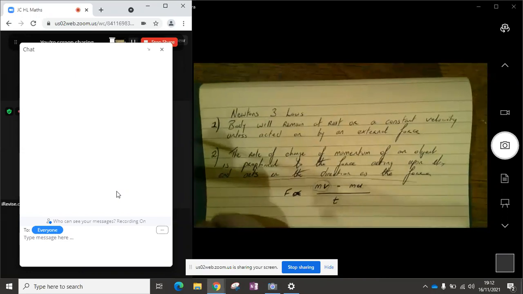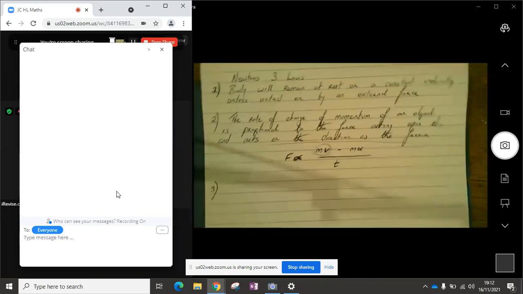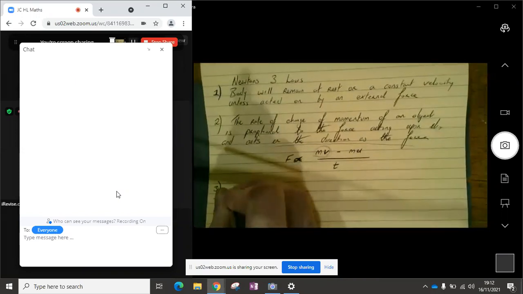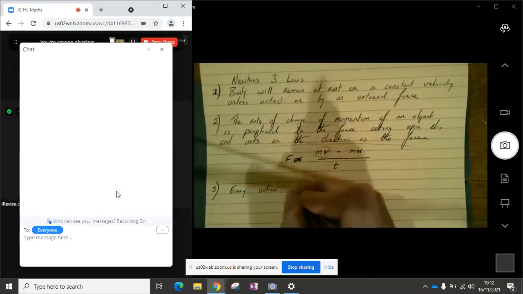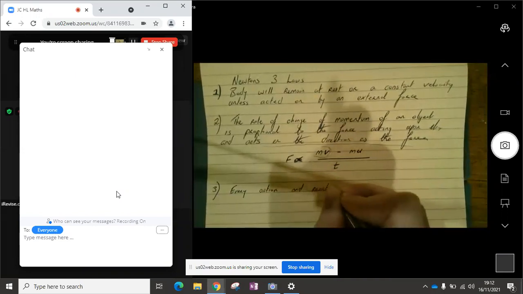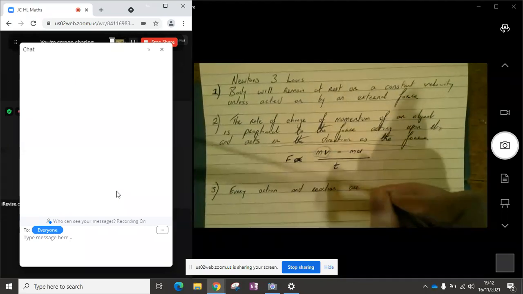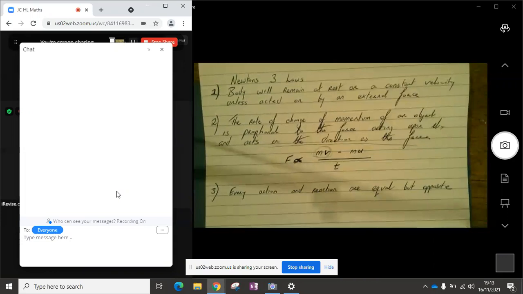The third one is probably the most well-known of Newton's laws. It states that every action and reaction are equal, but opposite. Okay, every action and reaction are equal, but opposite.